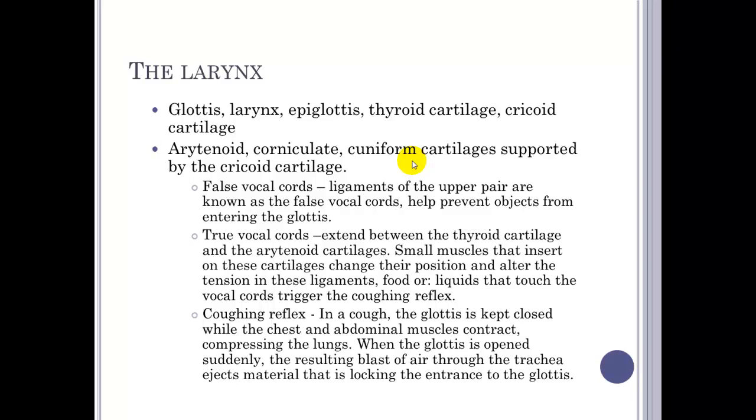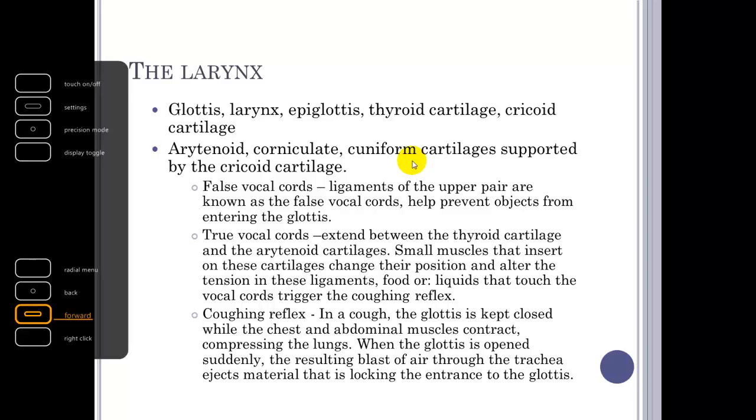And then speaking about the cough reflex, in a cough, the glottis is kept closed while the chest and the abdominal muscles contract, compressing the lungs. When the glottis is opened suddenly, the result is a blast of air through the trachea. If there's any material in that area, it ejects it out of the entrance of the glottis. So this will allow us to cough up or provide forceful air in case there is a foreign object in there.